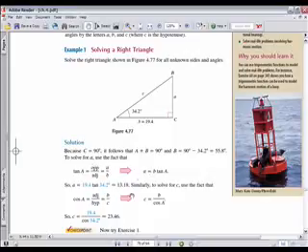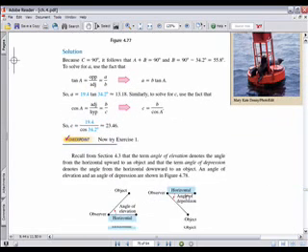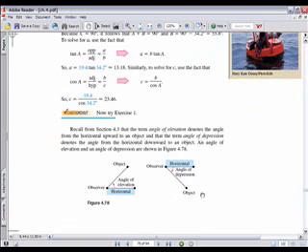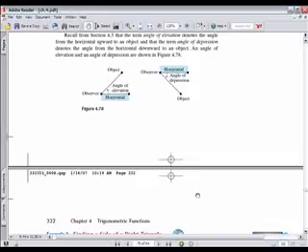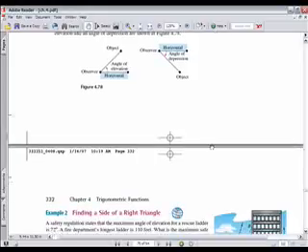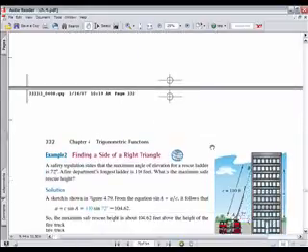You plug in your values. If you want to find c, this is a hypotenuse, b is an adjacent, so you use cosine. So here's your equations down here. Here again, angle of elevation, angle of depression. So now we put it in the context of a word problem.